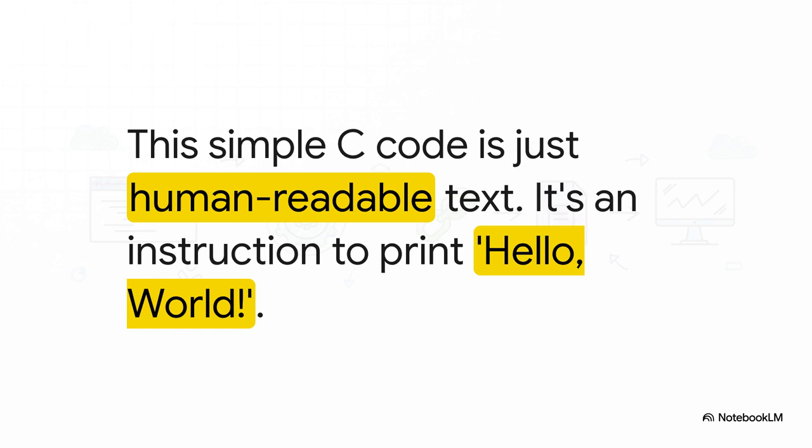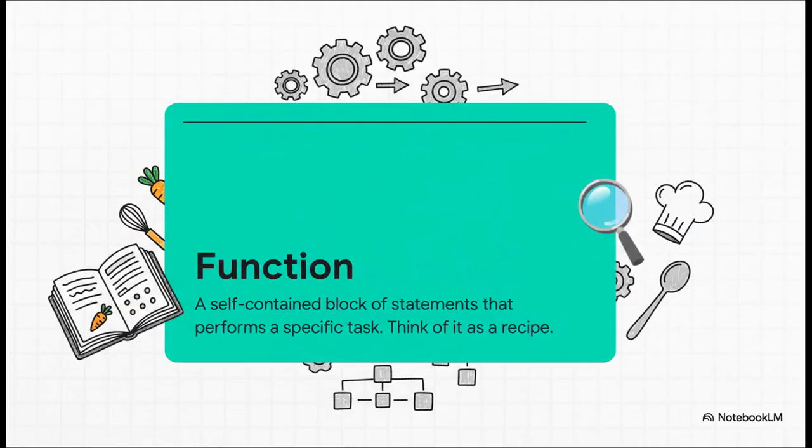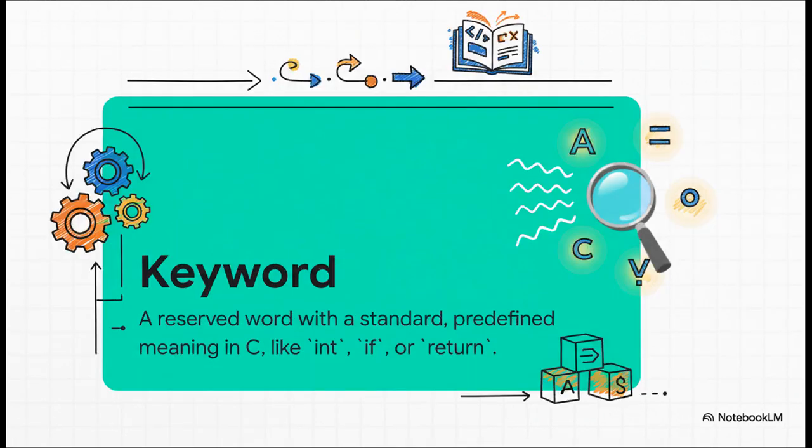That's it. To really get how this works, though, we need to zoom in on two of its fundamental building blocks. First off, that main part is what we call a function. And honestly, the best way to think about a function is like a recipe in a cookbook. It's a named block of instructions designed to do one specific job. A big, complicated application is really just a ton of these little recipes all working together to get something bigger done.